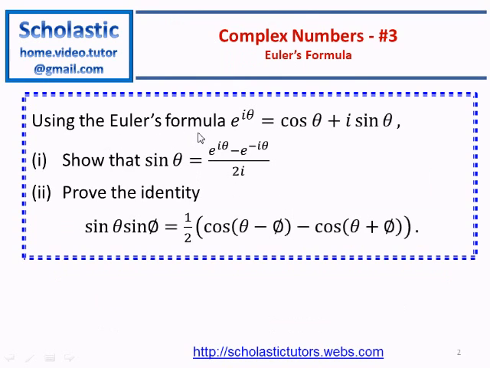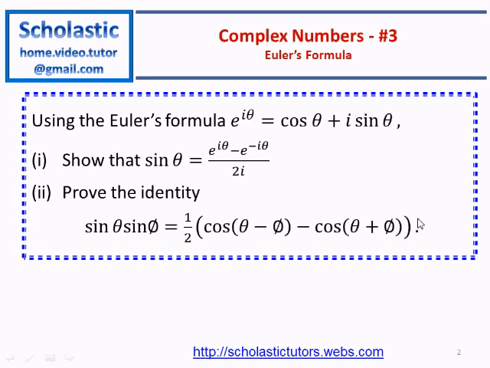Using Euler's formula, which is given by e to the i theta equals cos theta plus i sin theta, show that sin theta equals e to the i theta minus e to the minus i theta divided by 2i, where i is a complex number. Prove the identity sin theta times sin phi equals half of cos(theta minus phi) minus cos(theta plus phi).